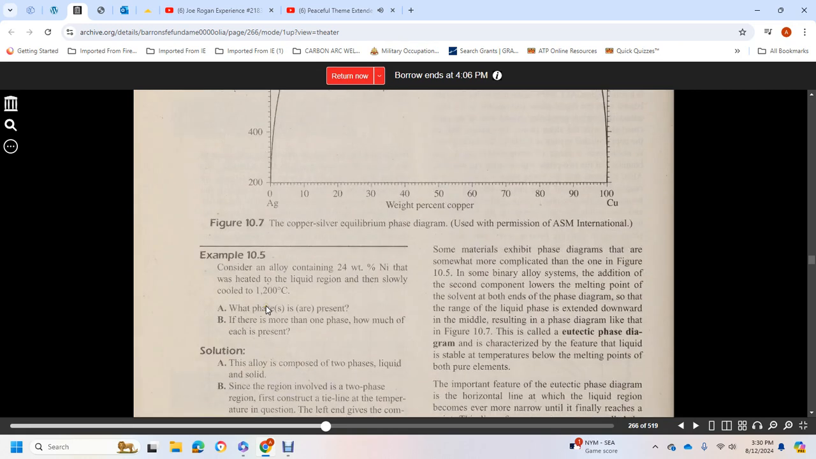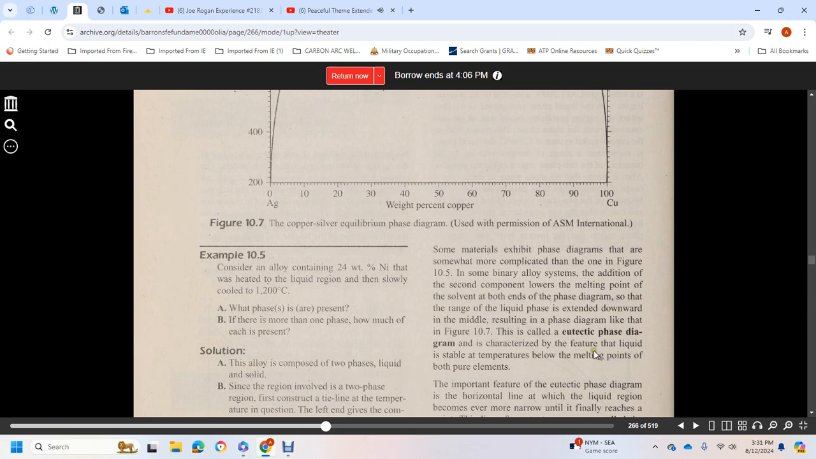Some materials exhibit phase diagrams that are somewhat more complicated than the one in figure 10.5, as in some binary alloy systems. Additionally, a second component can lower the melting point, so that the liquid phase range extends downward toward the middle of the phase diagram, like in figure 10.7, called the eutectic phase diagram.